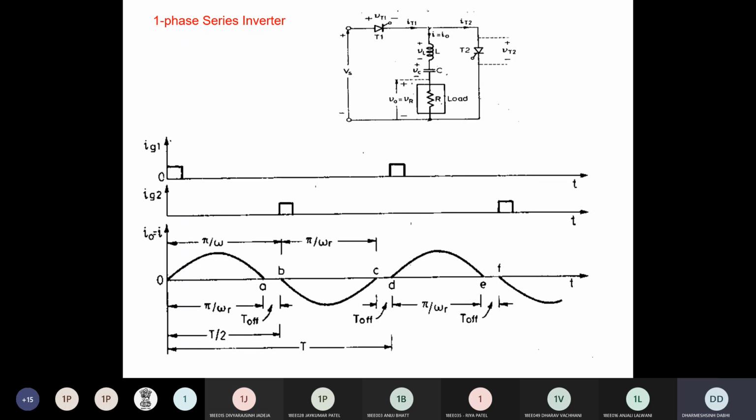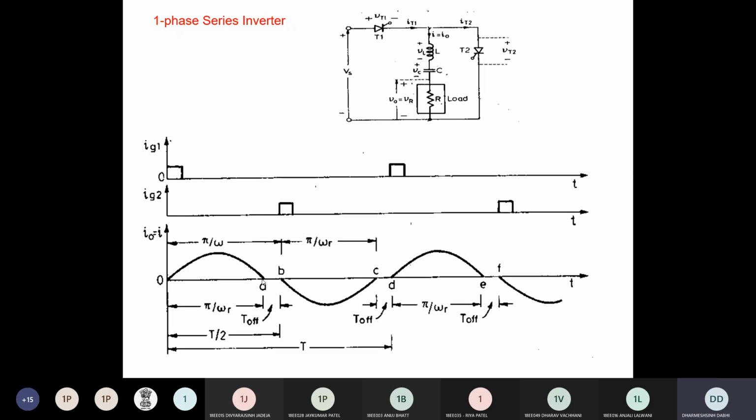First of all, give the answer. Once your capacitor is fully charged, it acts as an open circuit. Yes or no? First, listen to the question I am asking. When your capacitor is fully charged, it acts as an open circuit. Yes or no? Yes sir. It means your circuit becomes open, current becomes zero.